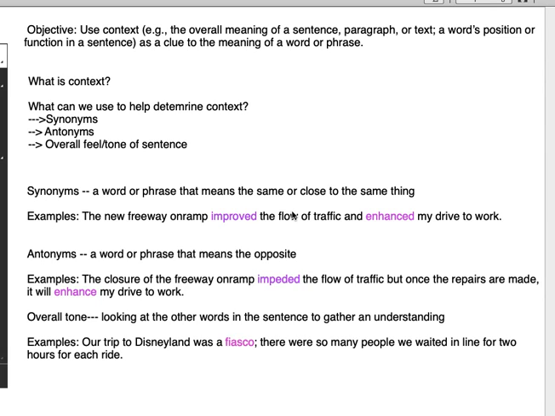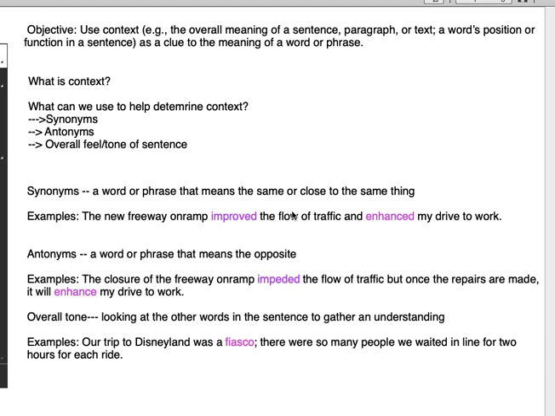But basically, when I say what is context, it just means using the overall elements of a section, whether it's a sentence or a paragraph, to help determine content and meaning. So we use synonyms, antonyms, and a lot of times the overall feel or tone of a sentence. So let's start with synonyms. Now this is something that hopefully you're familiar with.